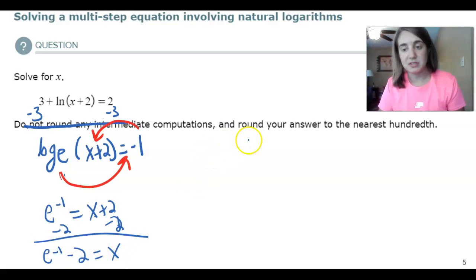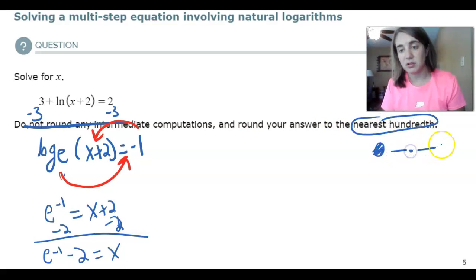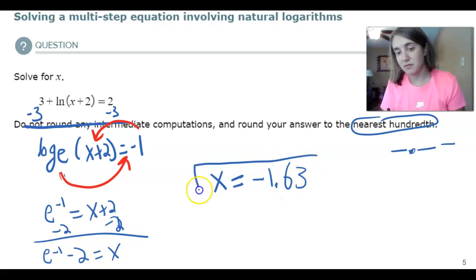And if I were to put this in my calculator, it asks for the nearest hundredth, which is 1, 2, 3 past. So I get, oh, hundredth is 2 past. I was thinking thousandth. So I went 2 past the decimal, and I would round to negative 1.63.